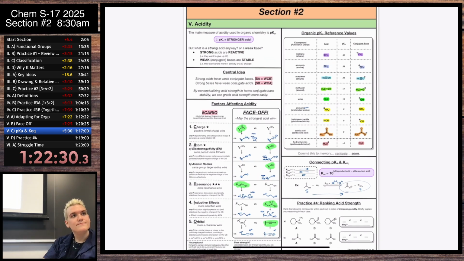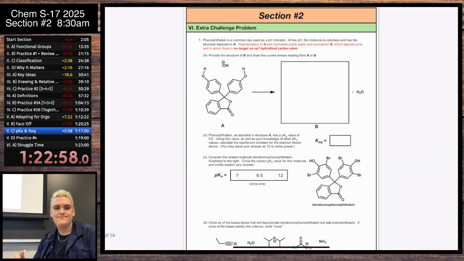How do you convert pKa and pH again? Oh, that's the Henderson-Hasselbalch equation. So it's pKa plus log of the concentration of the conjugate base over the acid. It's either base over acid or acid over base, it depends on where you put the minus. Cool. So let's look at the extra challenge problem.